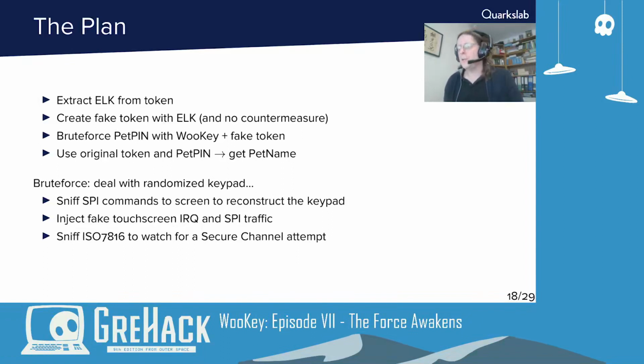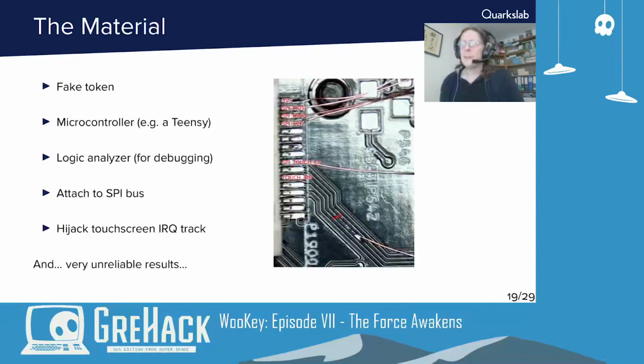And finally, we need to keep an eye also on the smart card communication to see if the WooKey tries to mount a secure channel. If it's trying to mount it, that means the pin is correct. So what we need is the fake token with the extracted key, a simple microcontroller. Here we use a Teensy with some Arduino code, but anything else would do it. A logic analyzer is not really part of the setup, but it's pretty useful to debug what's going on.